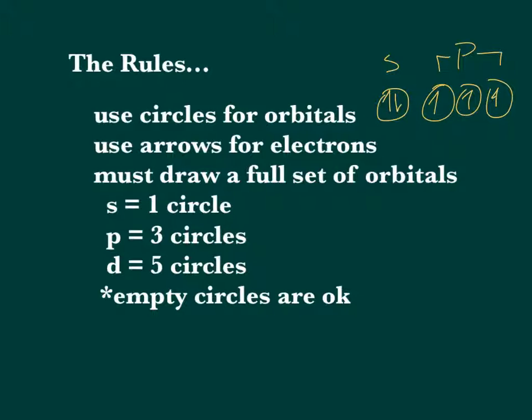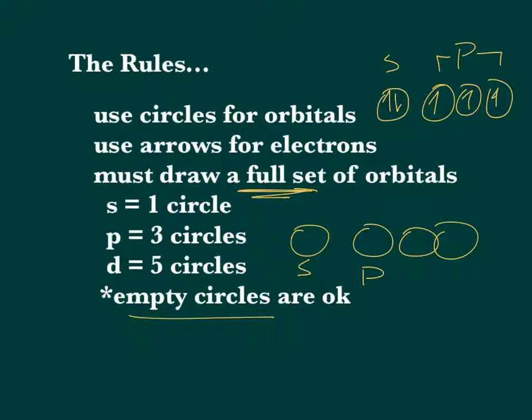When you are drawing a set of these circles, you have to draw the full set. You're not allowed to draw an S and then a single P. So if this was the S and this was a P like that, you would actually have to finish drawing the full set. As soon as you start drawing a P, because there are 3 orbitals in each P sublevel, you have to draw all 3 circles. It's okay, and you'll see this later on, to have some empty circles that don't have any arrows in them. In fact, that's correct.